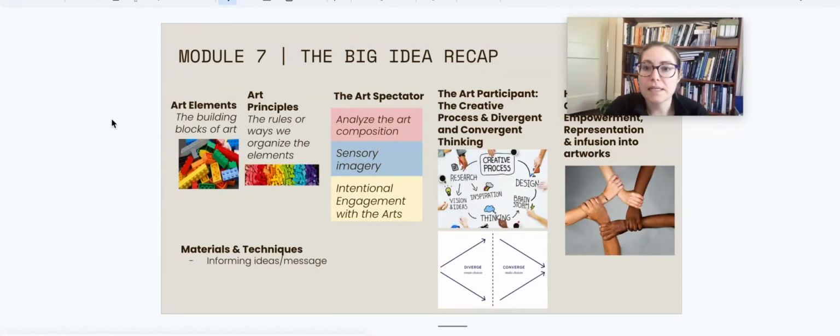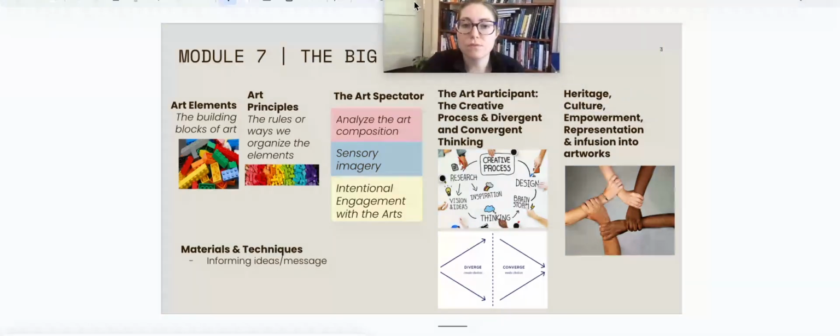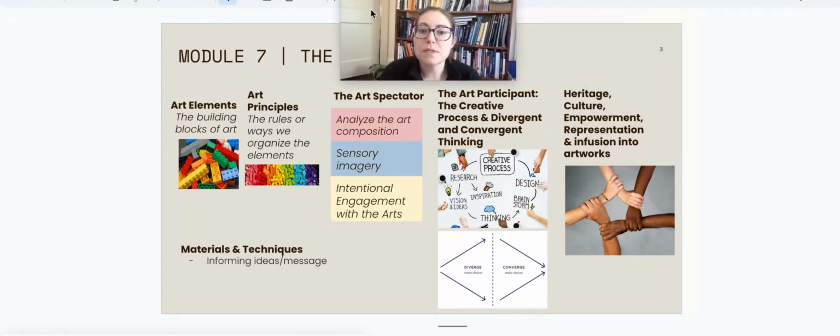So we have our big idea recap. These are from all of the weeks we've done so far, everything from our art elements and principles to learning about being an art spectator to being a participant in the creative process and in different thinking processes such as divergent and convergent thinking, and then also considering how heritage, culture, empowerment, and representation can be infused into our artworks. Last week, we began looking at materials and techniques and what artists are using and how they're connecting their ideas to those materials. And this week, we're going to be taking that a step further.